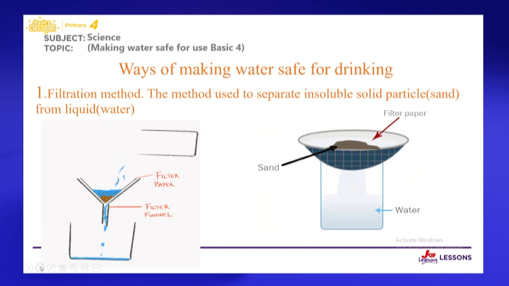So when you go to the riverside or the stream to fetch water and the water is very muddy, how do we treat it? Sometimes we use what you call the filtration method. With the filtration method, you have filter paper, a funnel, and a beaker. As you pour the water onto the filter paper, the water will drain through the filter paper into the beaker. And that water is called filtrate. And the sand particles that remain on top of the filter paper are called residue.